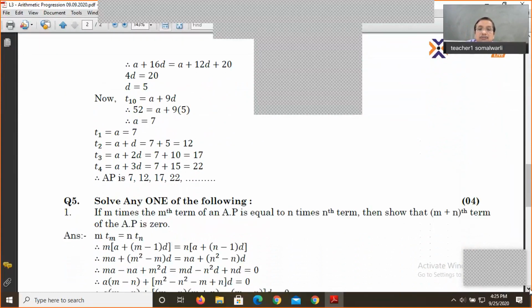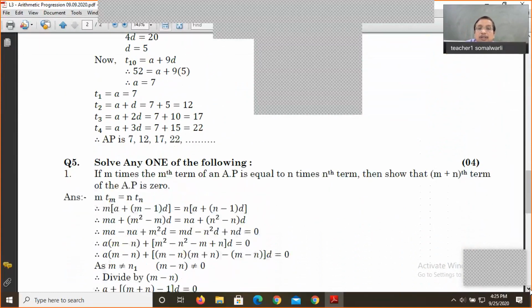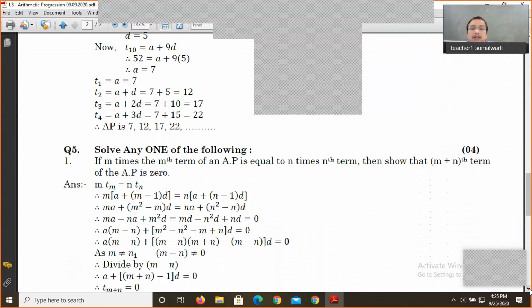Then coming to question number 5. Solve any one of the following. This is the theorem type problem. If m times the mth term of an AP is equal to n times the nth term, show that the (m plus n)th term of the AP is 0. So whatever is given, you can take first term a, common difference d. So m times the mth term is equal to n times the nth term.